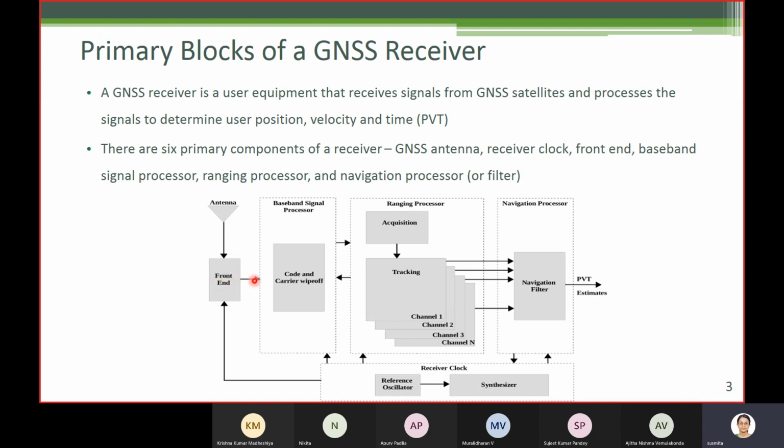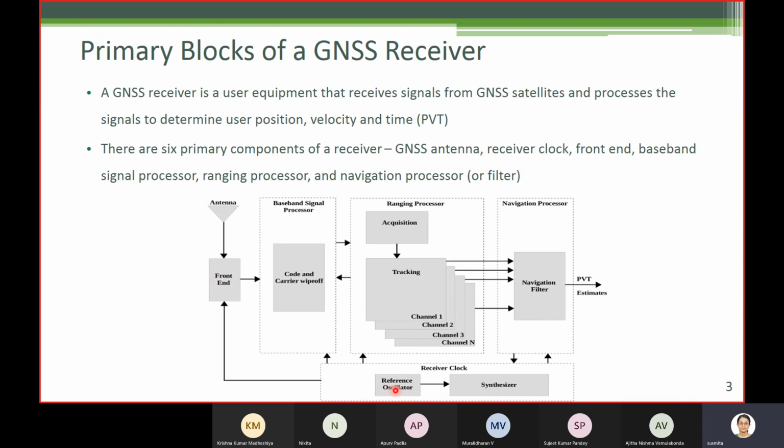And then the front end is followed by the baseband signal processor. The next component after the baseband signal processor is the ranging processor, and then the final one is the navigation processor. Now all these blocks, the front end, the baseband signal processor, ranging processor, and navigation processor, are driven by the receiver clock. Okay.